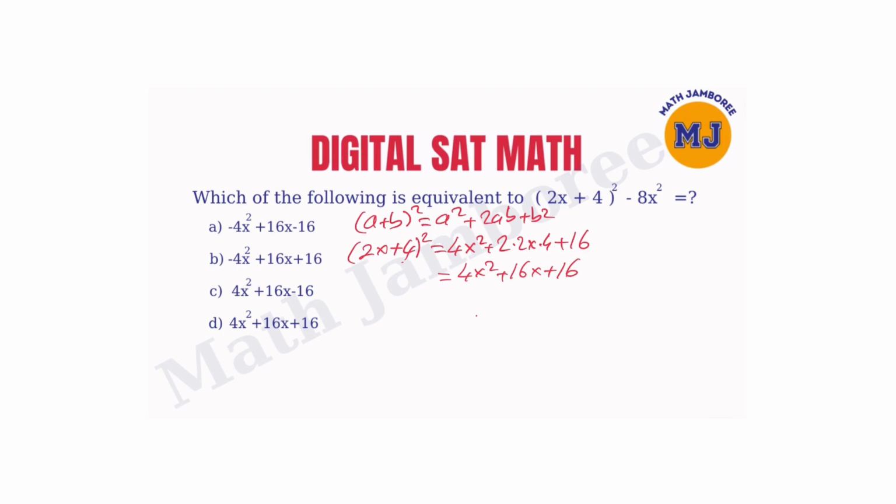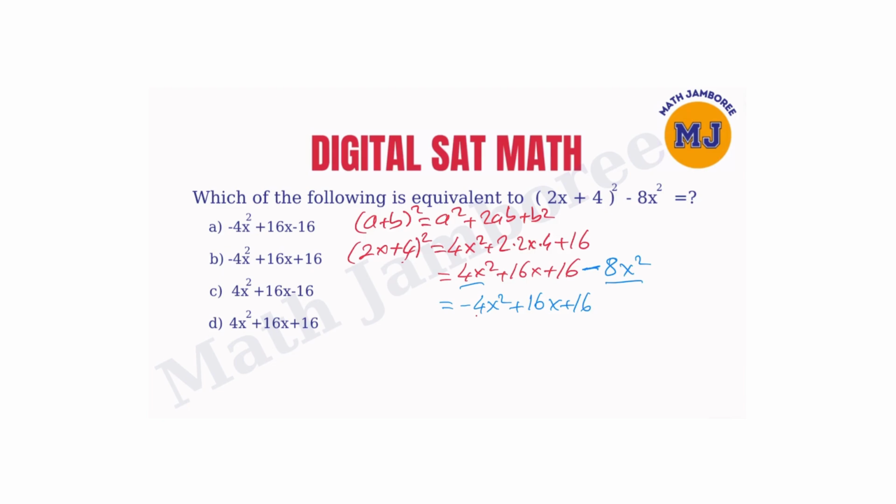But this time we need to not add, we will subtract 8x² from here. So this 4x² and 8x² are like terms. 4 minus 8 is negative 4x². The rest just stays as it is, 16x plus 16.